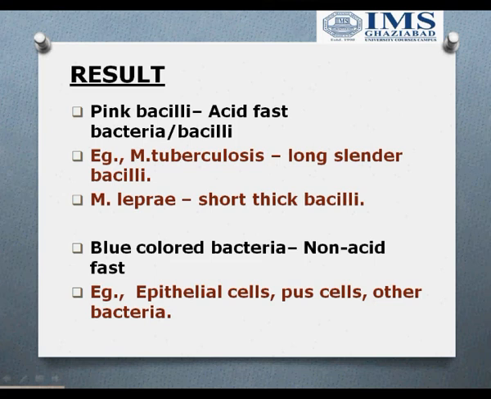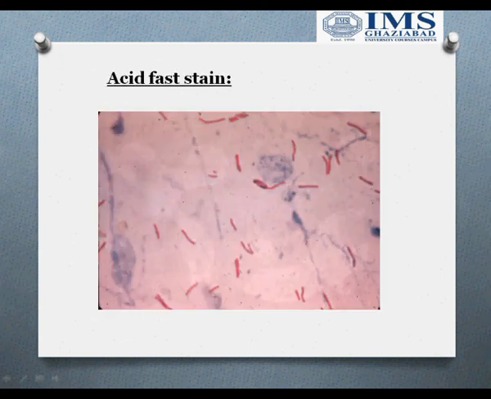If we are able to see blue colored bacteria, it means they are non acid fast bacteria, because they didn't retain the primary stain, and that's why they are appearing blue in color. Example, epithelial cells, pus cells, and other bacteria. The result will look like this, like you are seeing here.